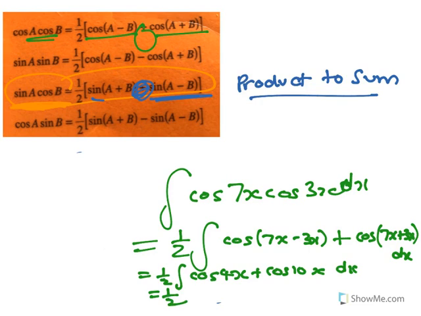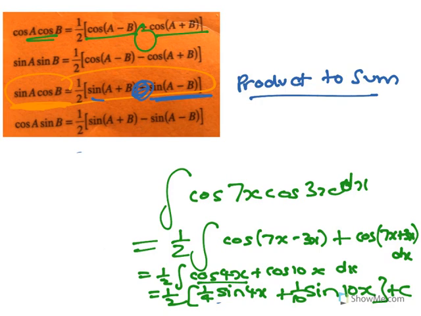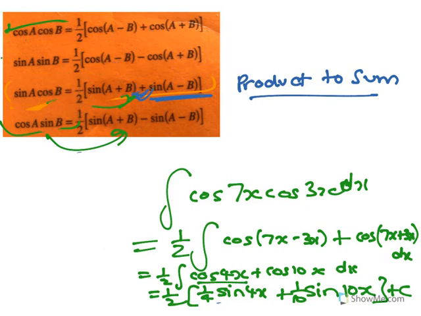So when you integrate that, that's a half. Now cos will integrate to sine, positive sine, so you've got to divide by the derivative, which is 4. And cos 10x will integrate to sine 10x with the 1 on 10. And then plus c. So there's 4 different types of products to sums, and they're used to break up the products into sums so then you can integrate. So it's just using the formula to write it in a way that you can actually integrate.